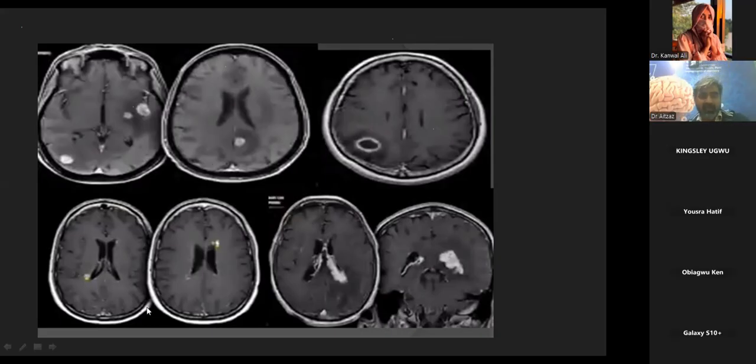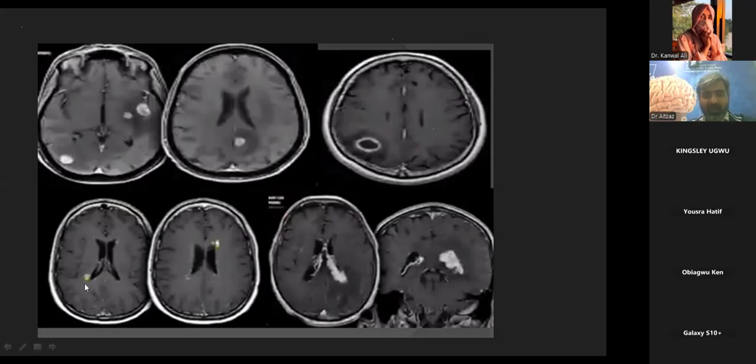So again, this is on the left side. There is a solid enhancement at the periventricular area. You look here, there is no significant edema. So one kind of lesion could be here, these two. There's no significant edema, so I think this is not metastasis.